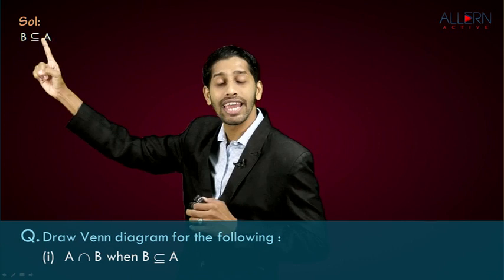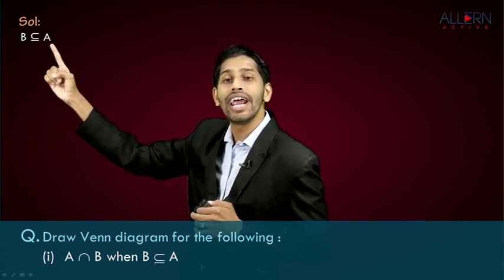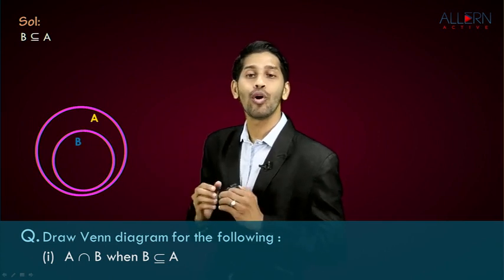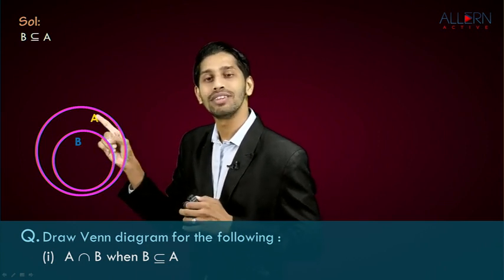So we have to first draw Venn diagram and then we have to shade the portion representing A intersection B. It says that B is a subset of A. Now when we say that B is a subset of A, it means all elements of set B are present in set A. In terms of Venn diagram, B is included in A. That means we have to draw a circle representing A. Inside that we have to draw one more circle representing B. So we can say that circle B is included in circle A. It means B is a subset of A.